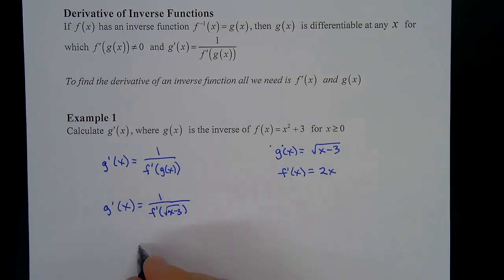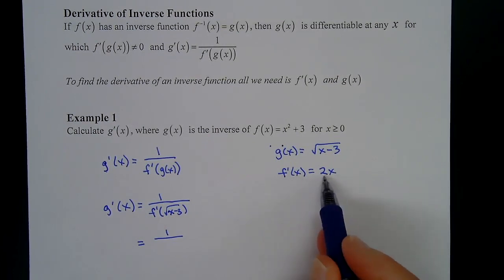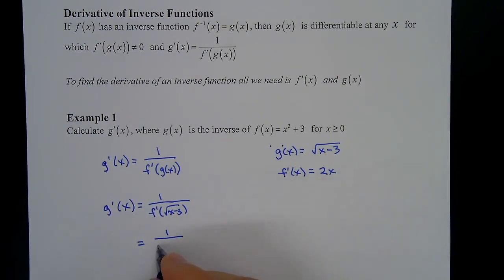Okay, which means this becomes 1 over, okay, and we put the square root of x minus 3 into the f prime function, so that tells us just to double it. So this is going to be 2 times the square root of x minus 3. And that's how you can find the derivative of this inverse function, okay?